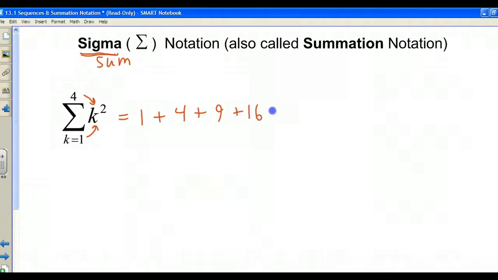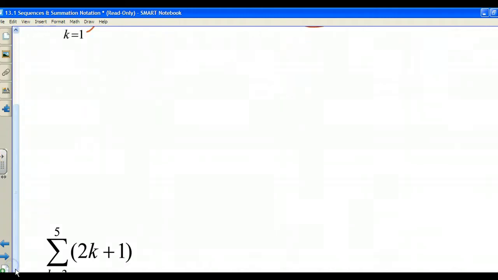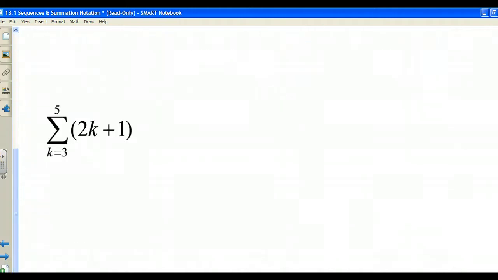So I'm going to add all those numbers up. When I do that, I get 25 plus 5 is 30. So the sum of that sequence, or the sigma notation, is 30. And I'm done. So let's try another one. So let's try this one.